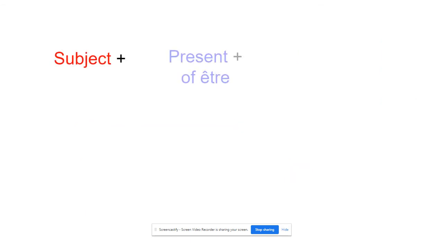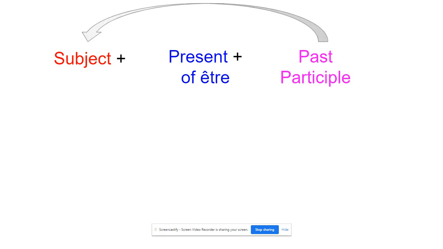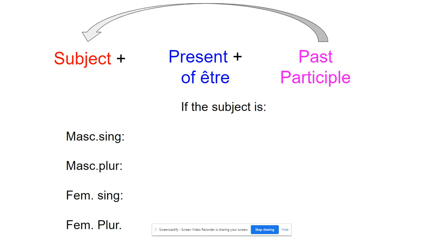Well, again, we have our subject, the present of être, and our past participle. And we said that our past participle has to agree in gender and number with the subject. So if your subject is masculine, singular, okay, what do you do to your past participle? You're going to do nothing. All right. So here's an example. Il est sorti de la classe. All right, so here we're conjugating le verbe sortir, which is part of our Dr. P verbs, with il singular.